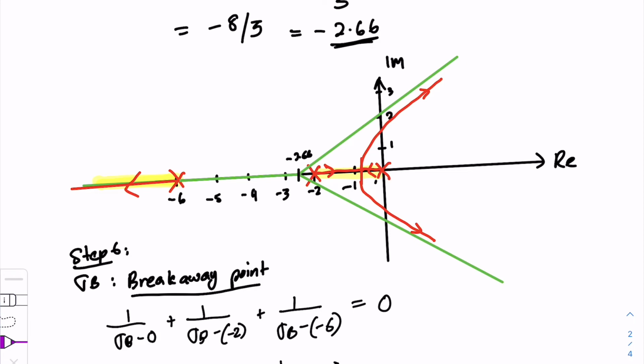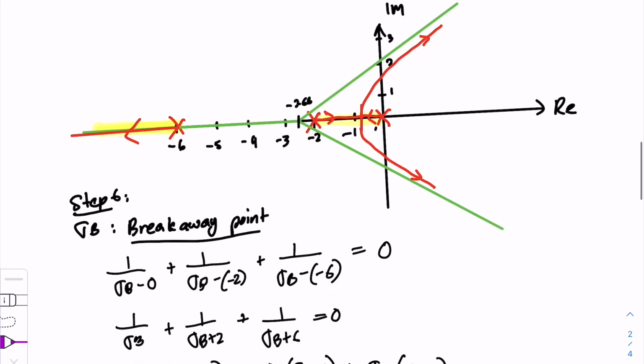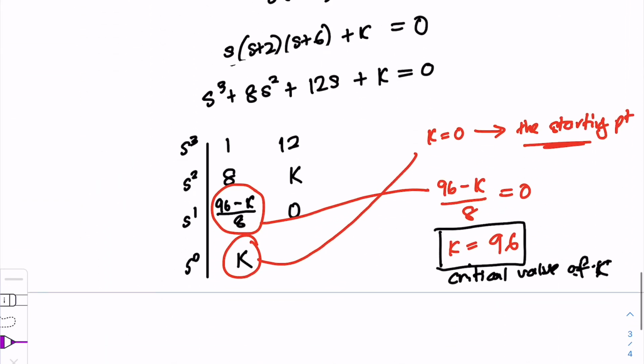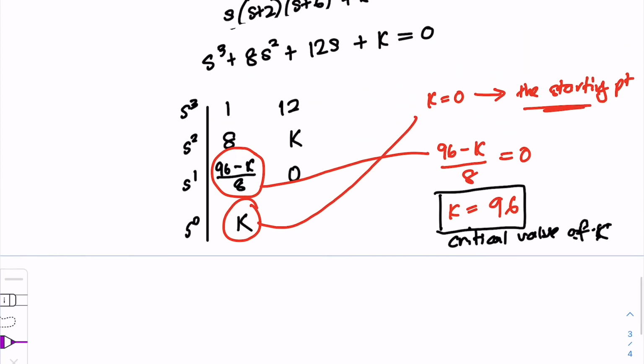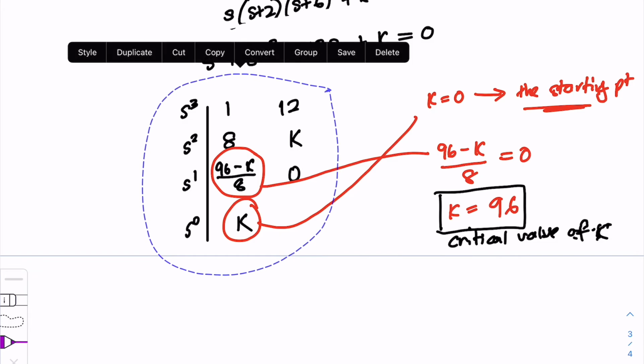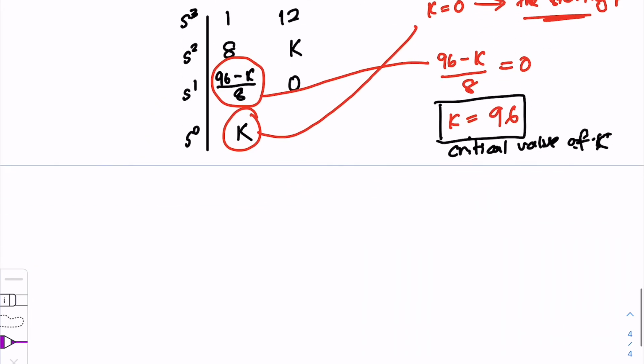But not only do you want to know the critical value of k, you also want to know the location, the position of your locus when it crosses at this critical value. You want to know that coordinate. Using this root array, we can also find the coordinate.